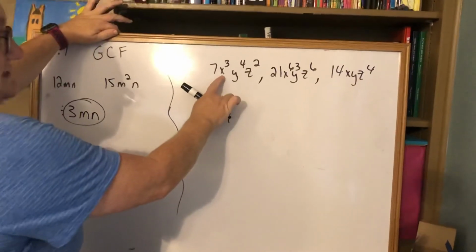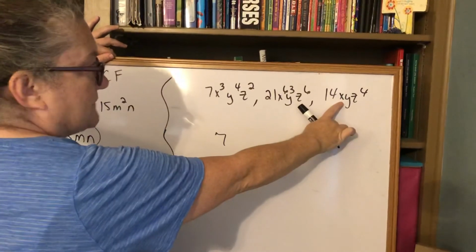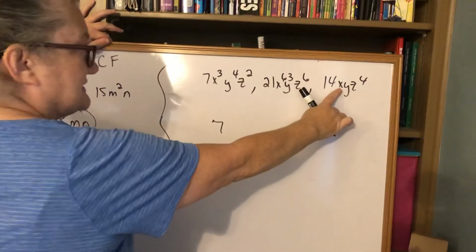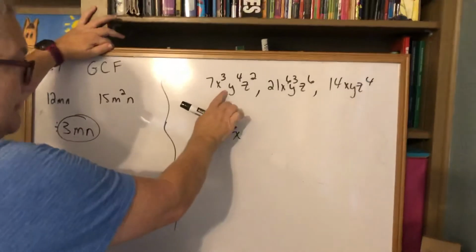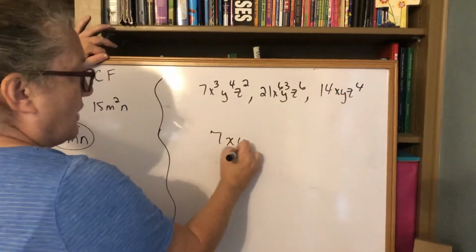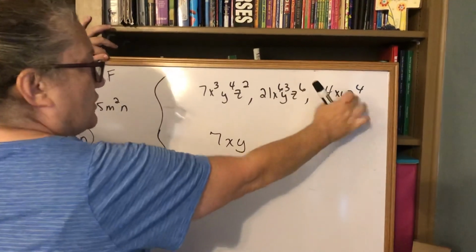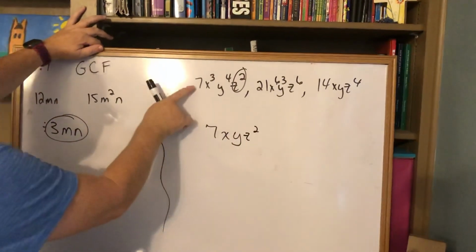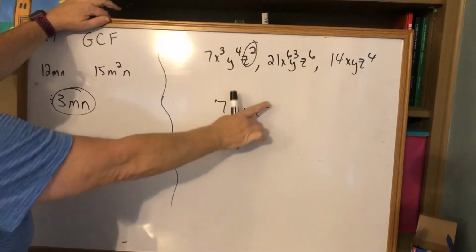So the next thing is we have x cubed, x to the 6th, and x to the 1st power. So the largest that can divide into all 3 of these is x, because I couldn't divide this by x to the 6th. So that would just be x. And then we have y to the 4th, y to the 3rd, and then y. So this would just be y. And we have z squared, z to the 6th, z to the 4th. So z squared would be the largest one we have. We can divide all 3 of these terms by 7x, y, z squared.